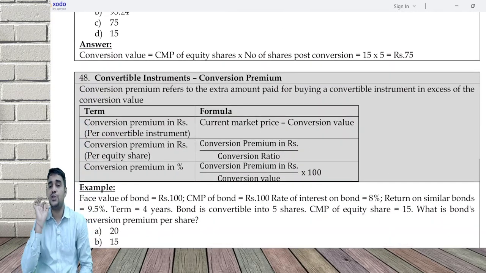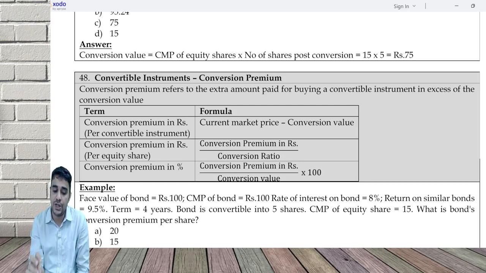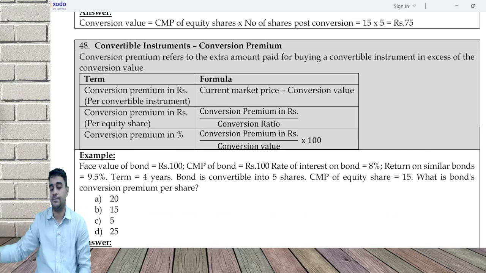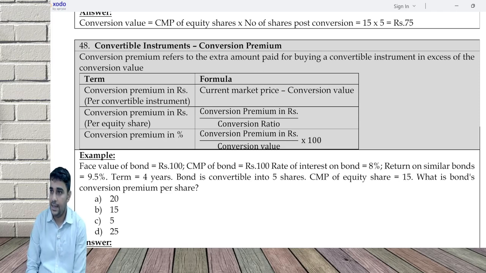Conversion premium refers to the extra amount you paid. You can do it per bond, per share, or as a percentage calculation, which can be a percentage of conversion value or a percentage of current market price. Please see this and tell me the answer. Same example.